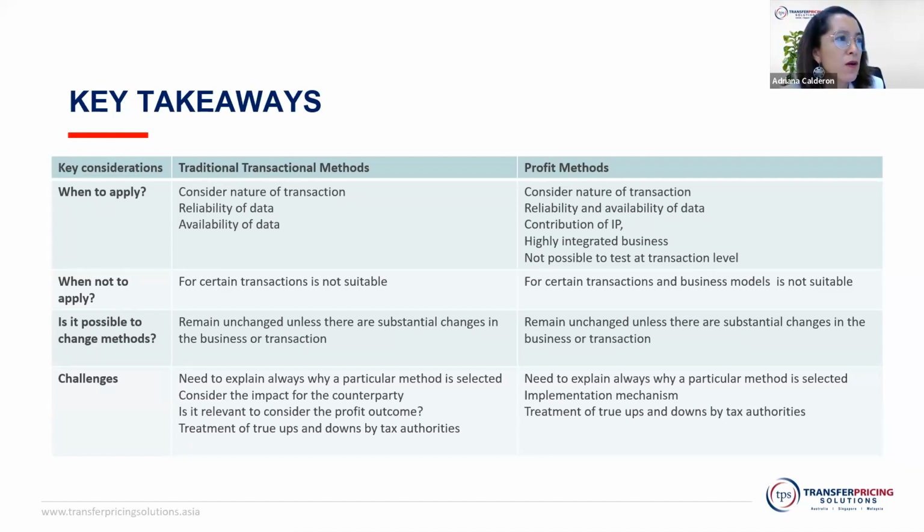Yeah. So in our case for profit splits, when to apply, you also need to consider the nature of the transaction. As you were saying, it is not applicable to every transaction, plus the data available and its reliability. But more importantly, the co-contribution of intellectual property, that the business is highly integrated and it is not possible to test a transaction at a transactional level. For certain transactions and business models it is not suitable. And as we spoke earlier, if there is no co-contribution of IP or high integration, then it is a challenge to argue why it is the most appropriate method.